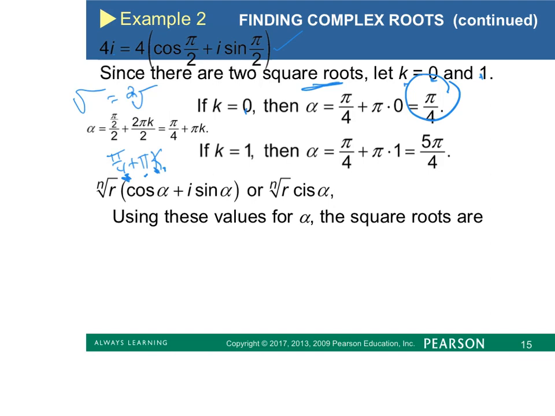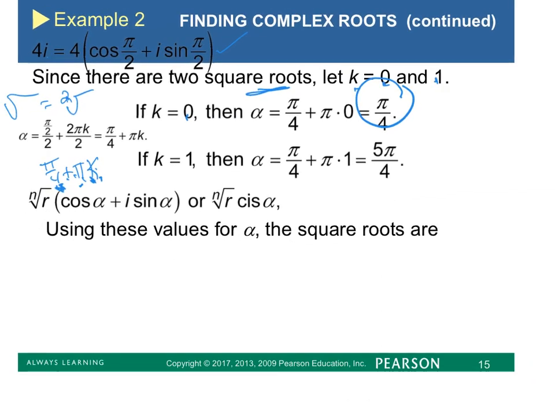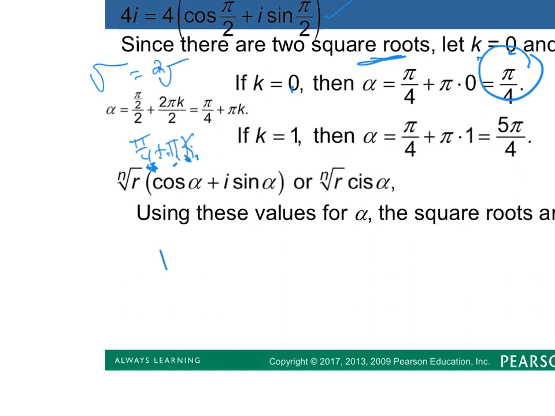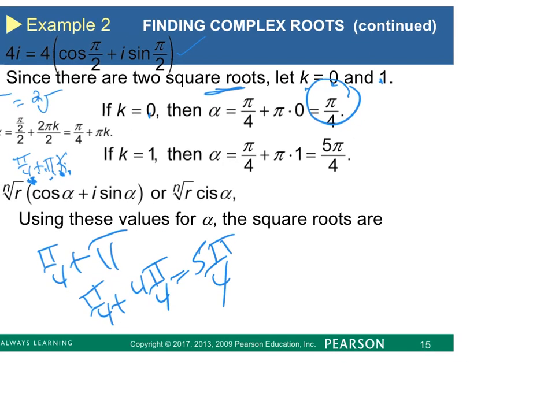If k is 1, look at it. Pi over 4 plus 1 times pi is pi. Well, put that into one fraction. That's the same thing as pi over 4 plus 4 pi over 4. That's 5 pi over 4. So there's my other one. Okay.